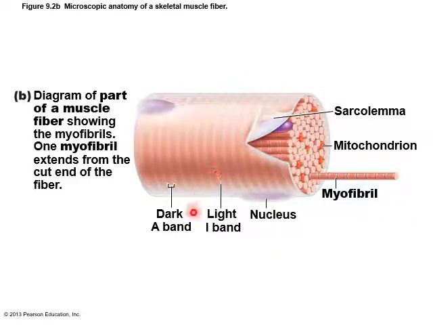Now take a look at the words. Dark has A in it, so the dark band is the A band. Light has I in it, so that's the I band. And here you can see again structures we already talked about. The myofibril, there's mitochondrion in these muscle fibers to make ATP. There's your cell membrane, the sarcolemma, and here's your nuclei underneath the sarcolemma.